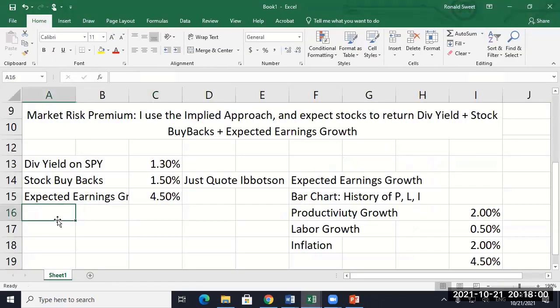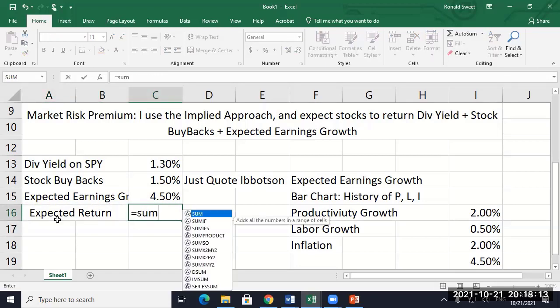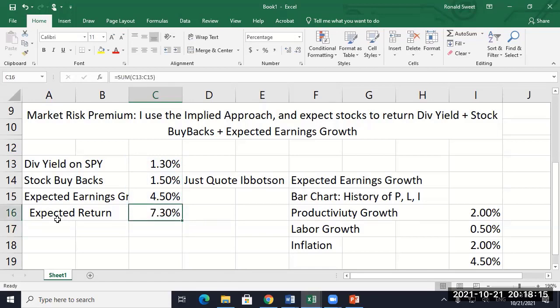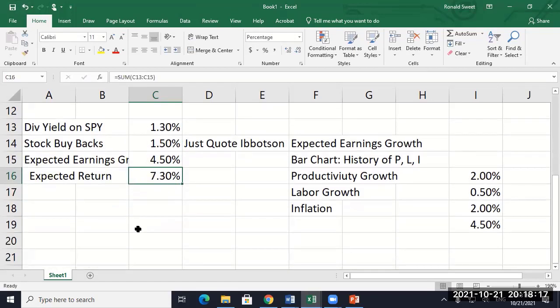So what does that give me for expected return? This is my typing teacher from high school. She'd be really upset if she saw my typing skills. So 7.3, does that seem reasonable?